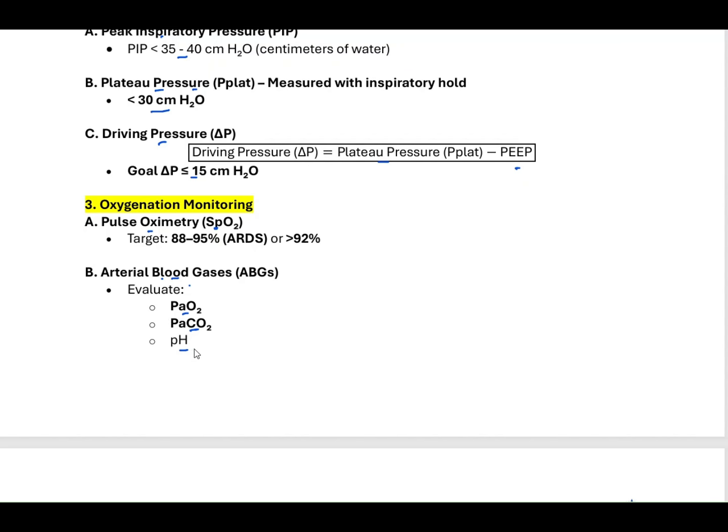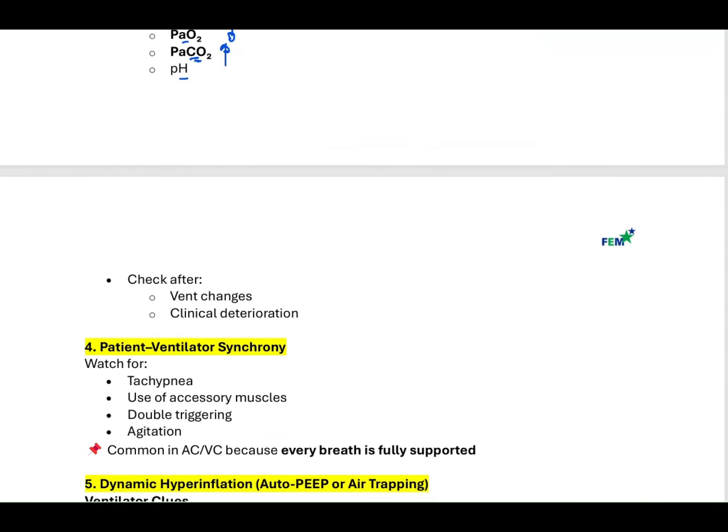Based on that, we can make adjustments to our settings. For instance, if you do your blood gas and your PaO2 is low, you can either increase your PEEP or increase your FiO2. And for instance, let's say your PaCO2 is high, then you can go up on your respiratory rate or your tidal volume, so that will help with ventilation. So moving on, guys.